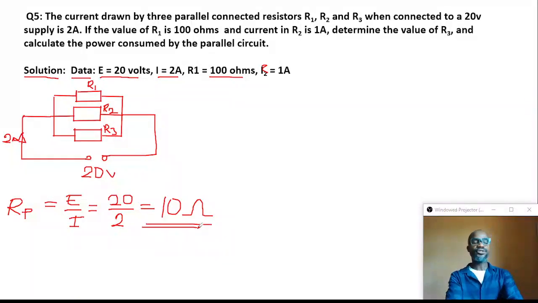We have found the total resistance offered in the entire circuit. Very good. Now what do we do next? We need to find the value of resistors connected in what? The value of resistor 3.